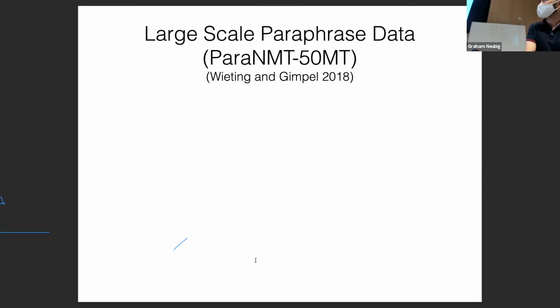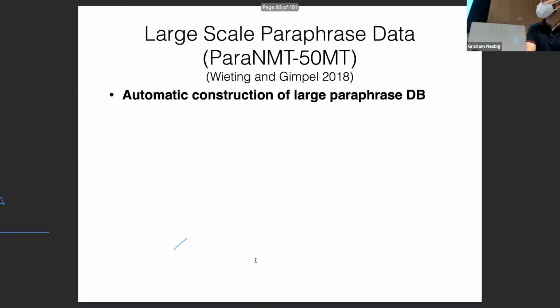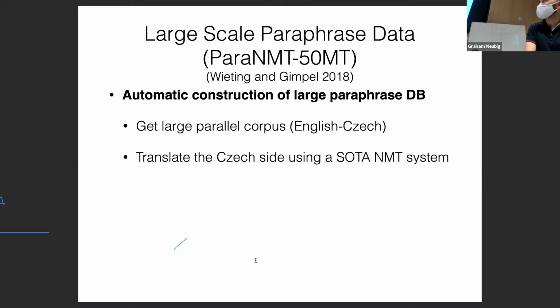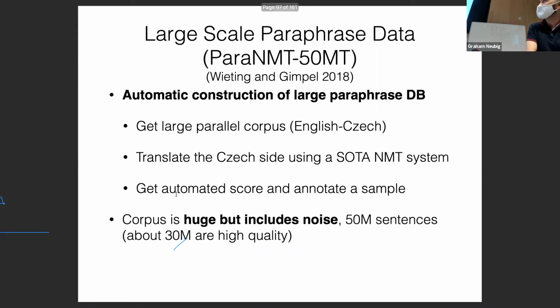You could also create large-scale data for paraphrasing. And basically the idea is you get a large parallel corpus, translate one side of the parallel corpus using a neural machine translation system, and basically do a little bit of filtering, and now you have a huge corpus of sentence level paraphrases that you could use to train a model like this. So this results in a very large corpus, like 30 million paraphrases.